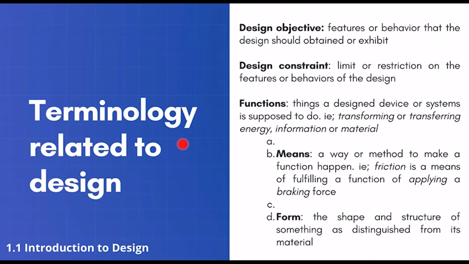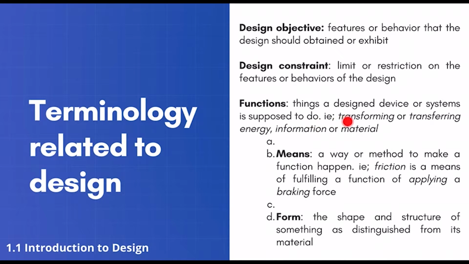So there are some terminologies related to design. First is the design objective. Design objective is the features or behavior that the design should obtain or exhibit. Design constraint is the limitation or restriction on the features or behavior of the design.